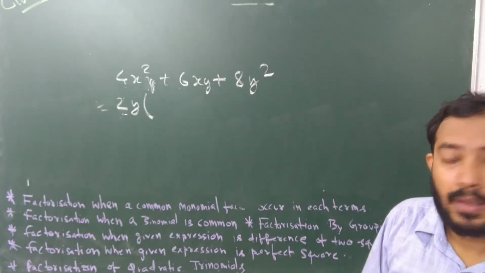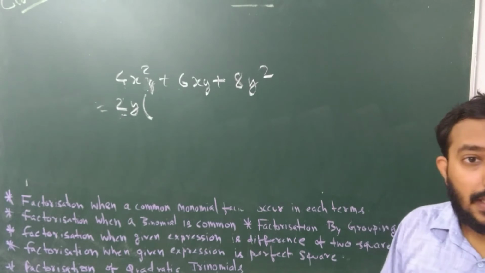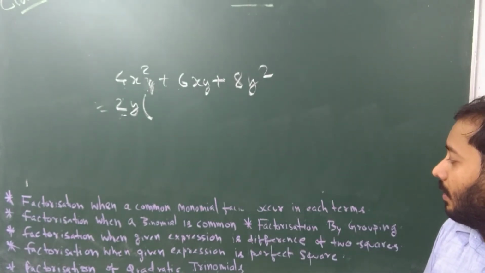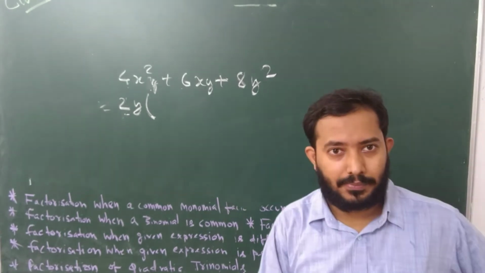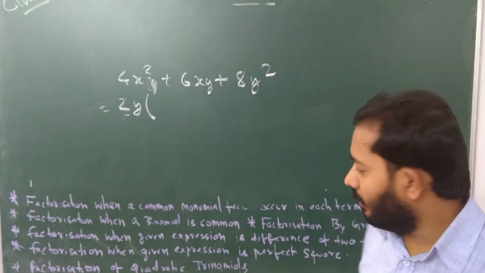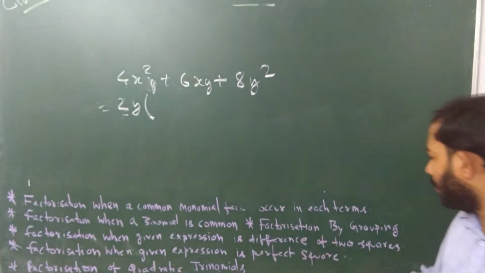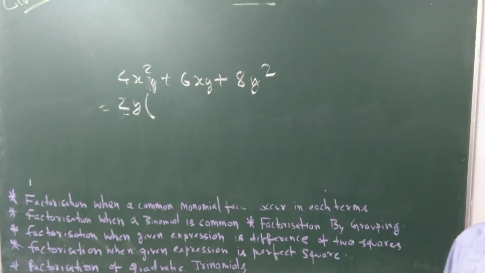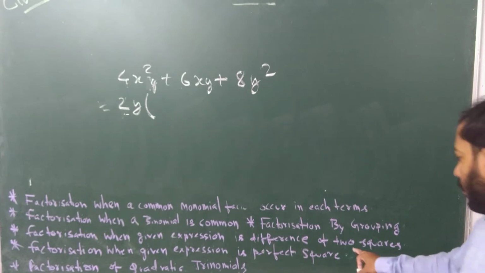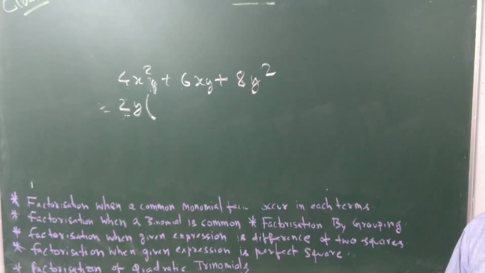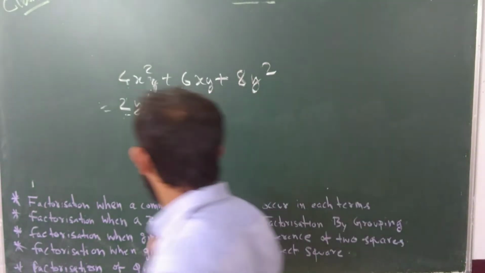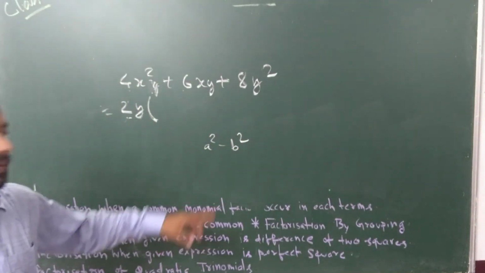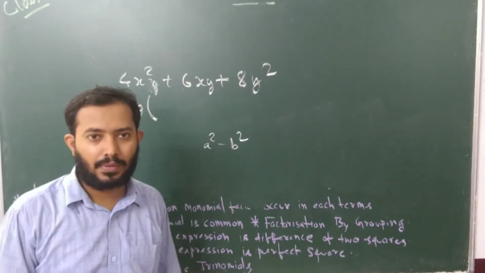Sorry. So now the second one, factorization when a binomial is common. We'll see this one, when a binomial is common, and factorization by grouping. Factorization where a given expression is the difference of 2 squares. 2 squares means the a square minus b square concept. When we'll apply this one, we'll see.